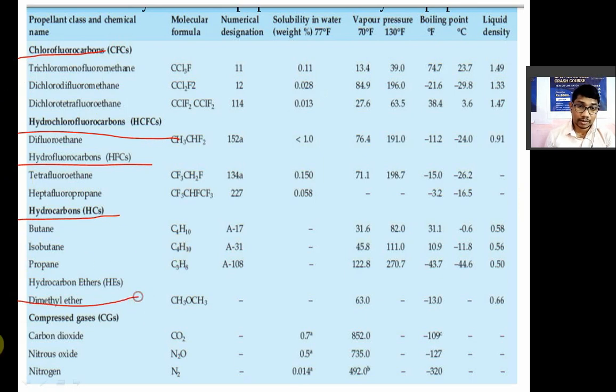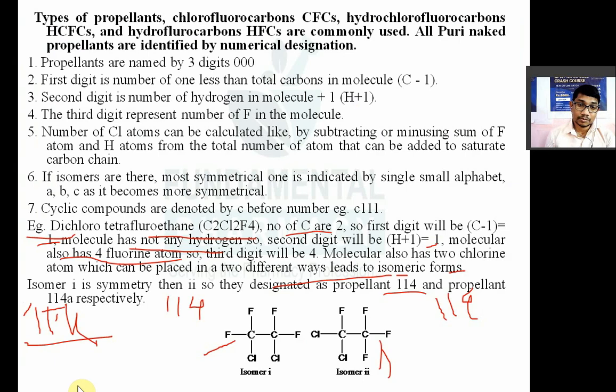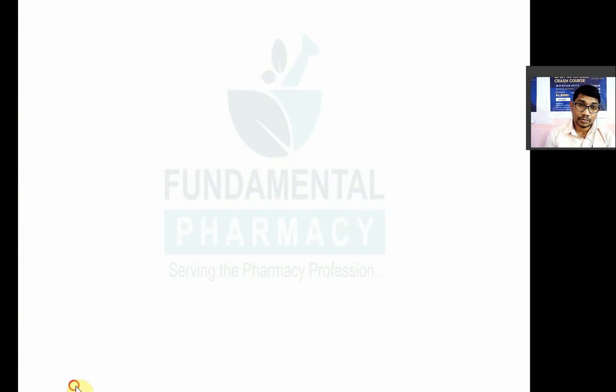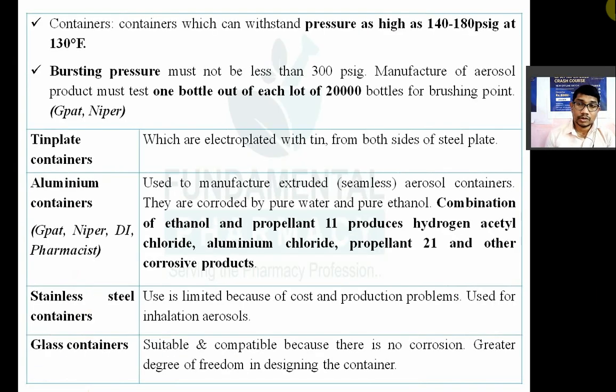And manufacturer of aerosol container must test one bottle out of each lot of 20,000 bottles for bursting point. ये क्या रखना है? Aerosol container manufacturer should test one bottle out of each 20,000 bottles for bursting point.